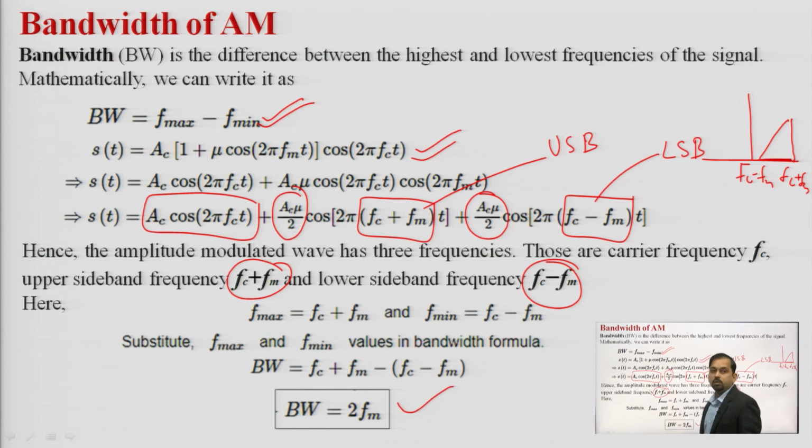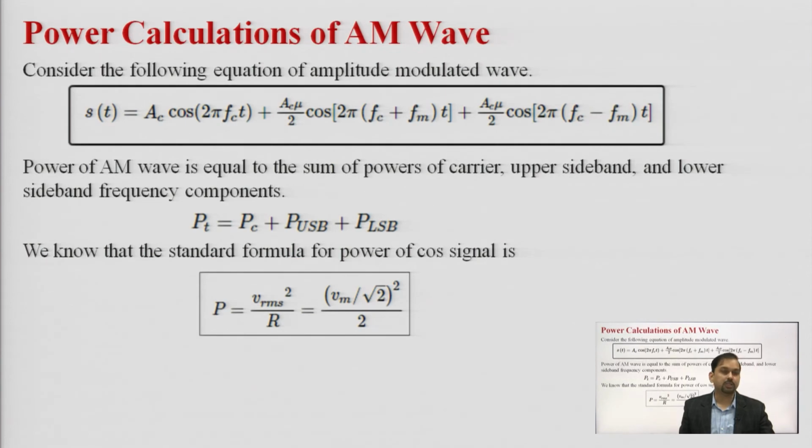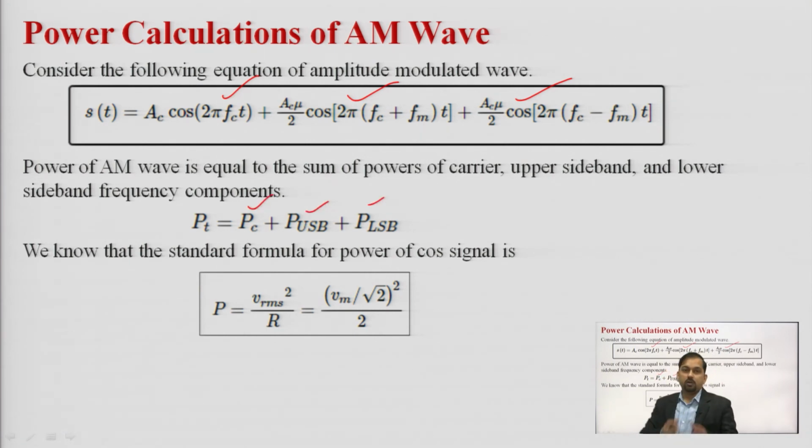So, it comes around 2 times of Fm. So, bandwidth of AM signal is 2 times of Fm. Now, the power calculation. It says that if it is having 3 factors, we can individually calculate the power of the individual waveform, means first we will calculate the power of carrier, after that for upper sideband, after that for lower sideband, and we will club all these powers.